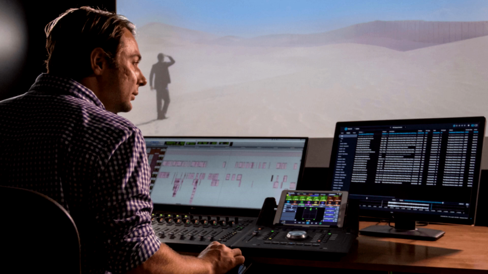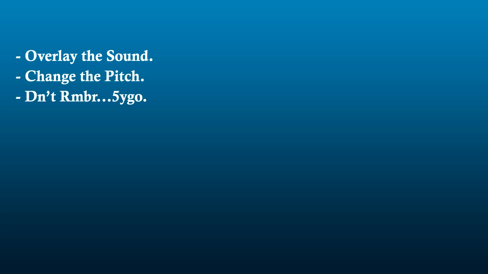That's right, a toothpick plastic jar, probably the same one. At the time, I must have overlaid the sound and then changed the pitch or something. I don't remember, it was 5 years ago.